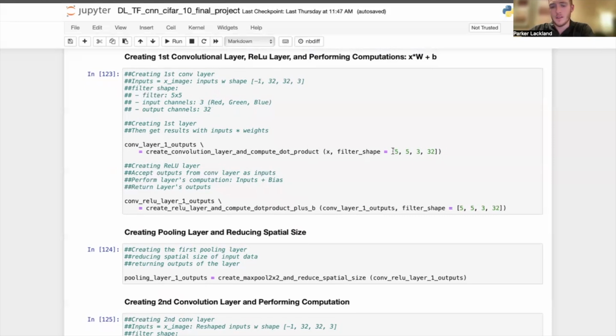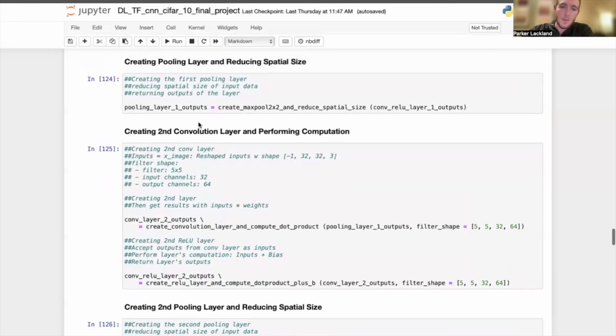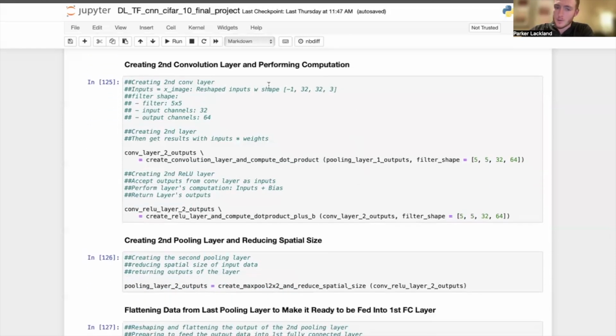You can see here the dimensions in the first layer. It's again used for the outputs. Then there's a pooling layer that's created. That's the next step. This helps reduce the spatial size in half. Then the second convolutional layer. Now here the dimensions double. The filter size stays the same. The input channels then are the output channels of the previous convolutional layer, which would be 32. And the number of output channels would then be 64.